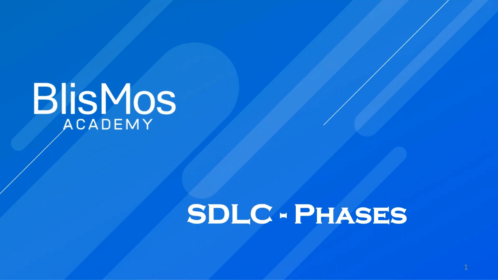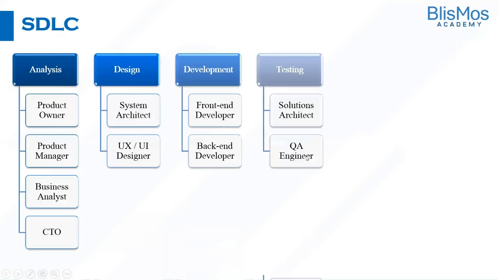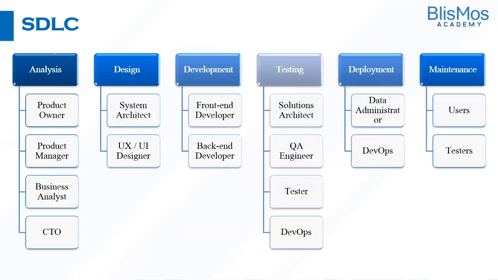As a part of this video, we'll understand the different phases of SDLC at a high level. We understood we have different phases like analysis, design, development, testing, deployment, and maintenance, which will help us to design, develop, and deploy the software into the production. What are the important activities which are done as a part of these phases?